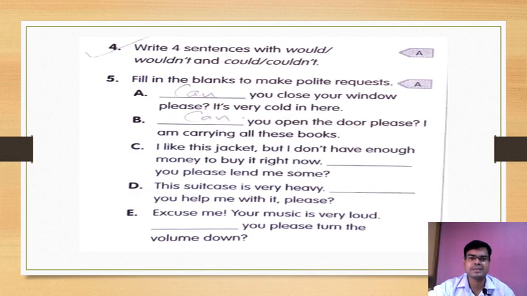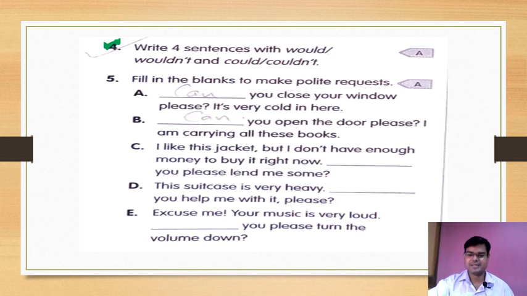What you have to do in this fourth question, you have to write four sentences with would, wouldn't and could, couldn't. Means you have to make four sentences of your own, in which one sentence will be of would, one of wouldn't, the third of could, and the last, fourth sentence of couldn't, correct? Like that you have to complete this, correct? Are you getting? Very good.